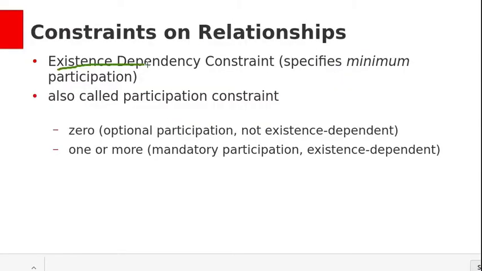Second one, existence dependency constraint or participation constraint. It specifies the minimum number of relationship instances that each entity can participate in. There are two types of participation constraints. One is total participation, another one is partial participation. In partial participation, only some of the entities of an entity type can participate in the relationship. In total participation, every entity within the entity type participates in the relationship.